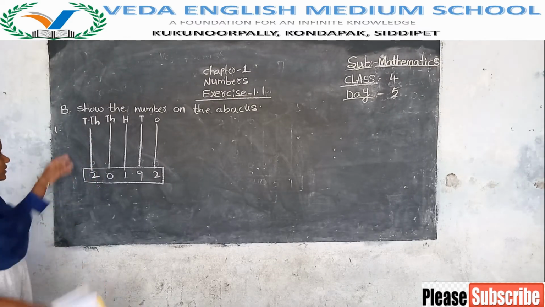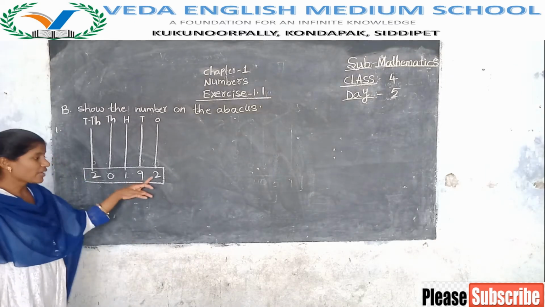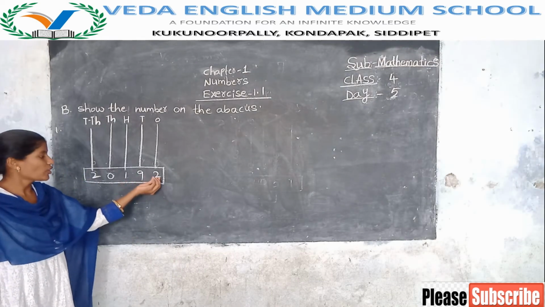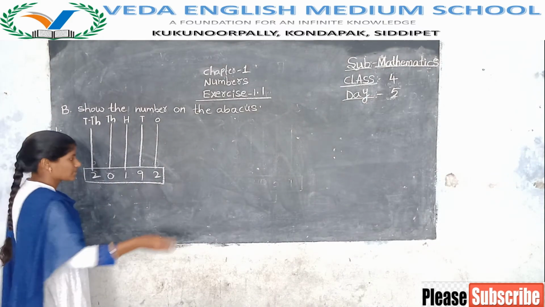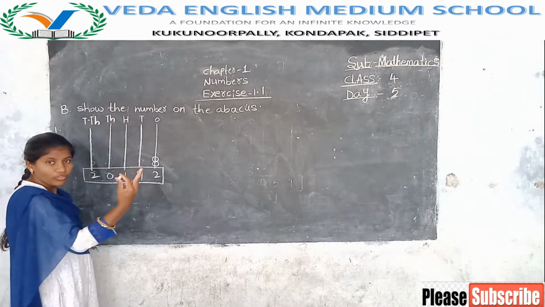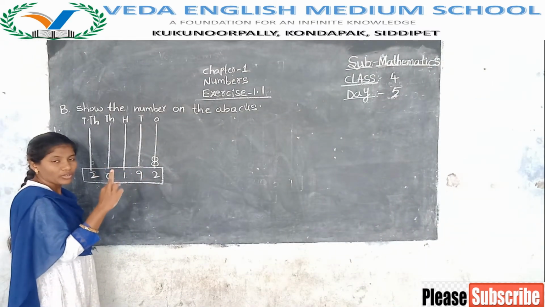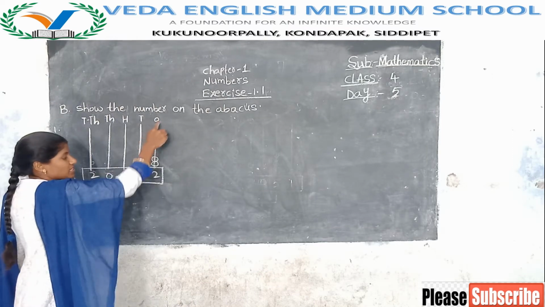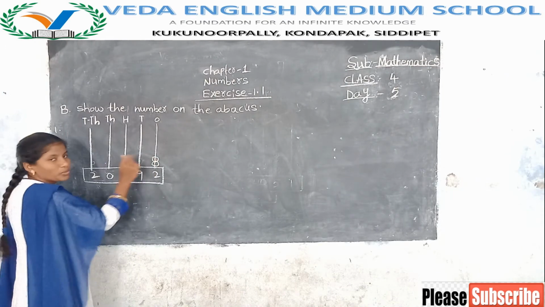Now they are asking, show the number on the abacus. Now they have given the number. What is the number here? 2. That means on this abacus you have to draw 2 beads. 1, 2. Always you have to go from the right side. Right side means always you have to count from ones place onwards. It is the ones place. In ones place we have 2, so you have to draw 2 beads here.